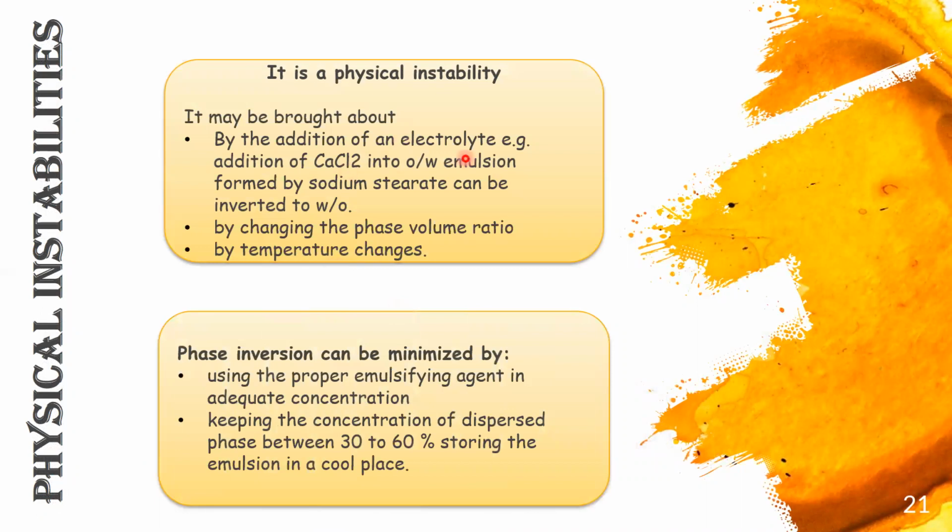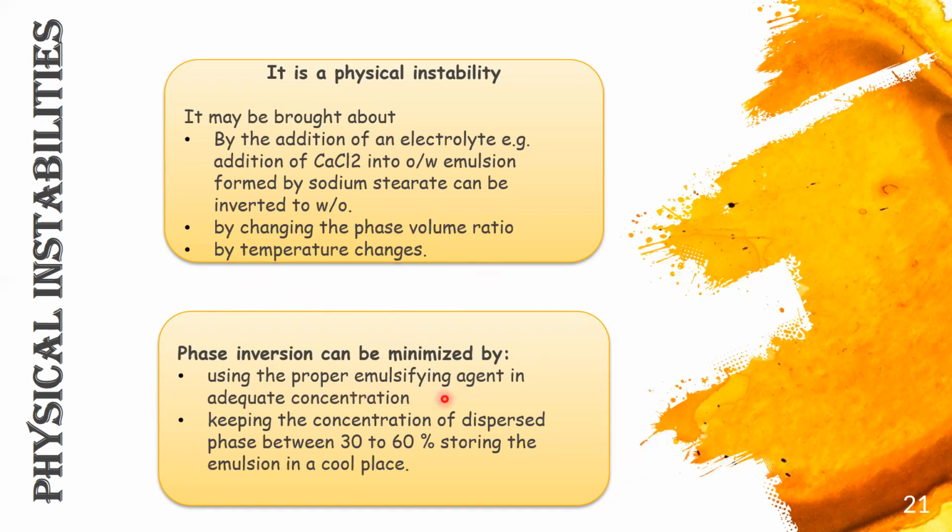As we know that it is a physical instability, it can be due to the addition of an electrolyte, such as the addition of calcium chloride into an oil and water emulsion formed by sodium stearate, which can convert it into a water and oil emulsion. Or it can be due to a change in the phase volume ratio or temperature changes. So how can we minimize this?